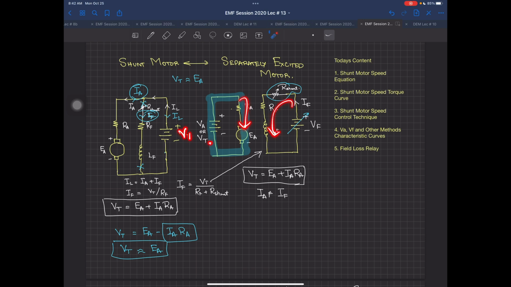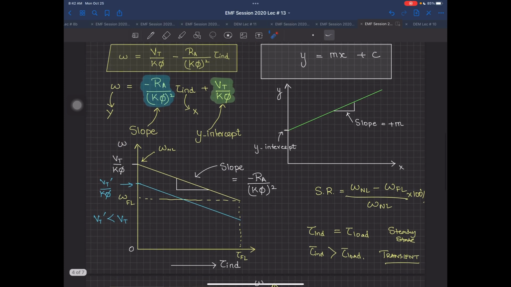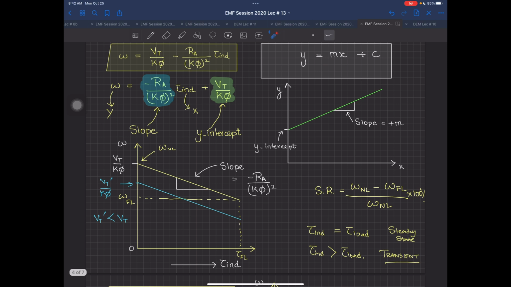So when you change Vt, you are actually changing this voltage over here, and we call this voltage Va, the armature voltage. And that's why in your experiment, when you were changing the applied voltage, you were changing the R shunt also, so that the field current remains constant. And the field current remaining constant means flux phi is constant. So I hope you have an idea what I mean by this omega equation, the speed torque equation.